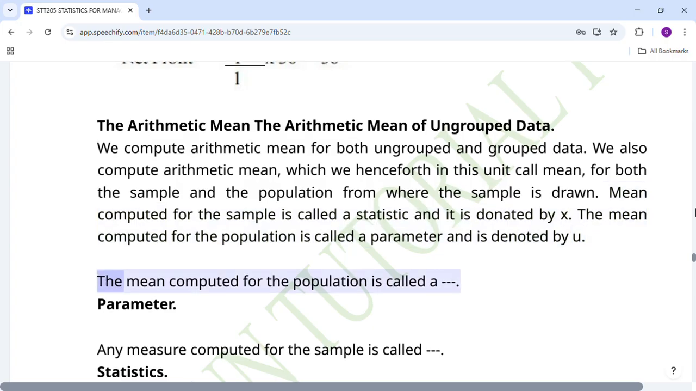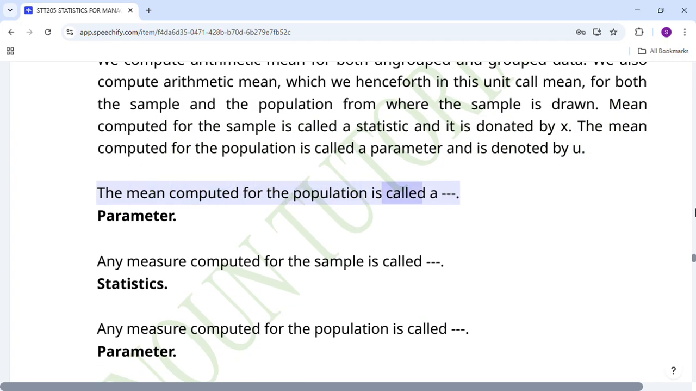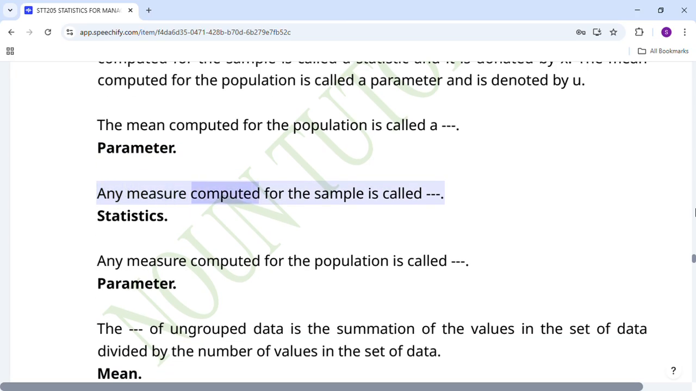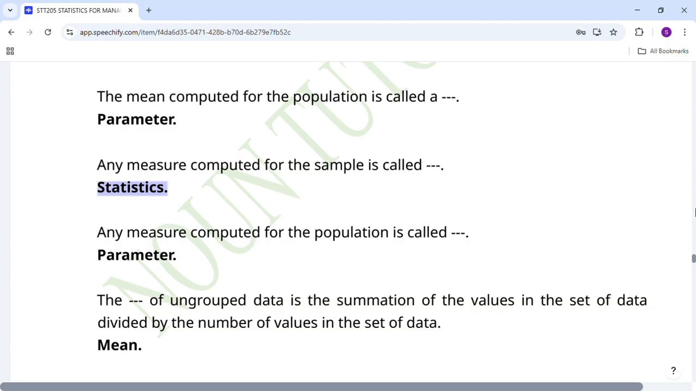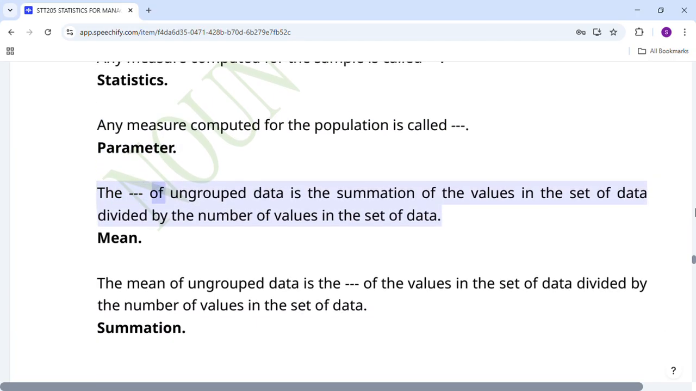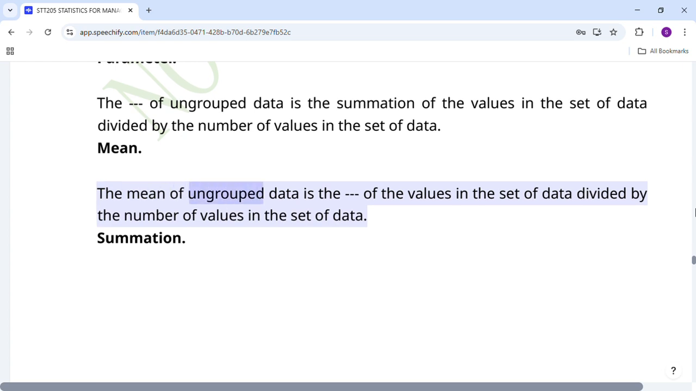The mean computed for the population is called a dash. Parameter. Any measure computed for the sample is called a dash. Statistics. Any measure computed for the population is called a dash. Parameter. The mean of ungrouped data is the summation of the values in the set of data divided by the number of values in the set of data. The mean of ungrouped data is the dash of the values in the set of data divided by the number of values in the set of data.